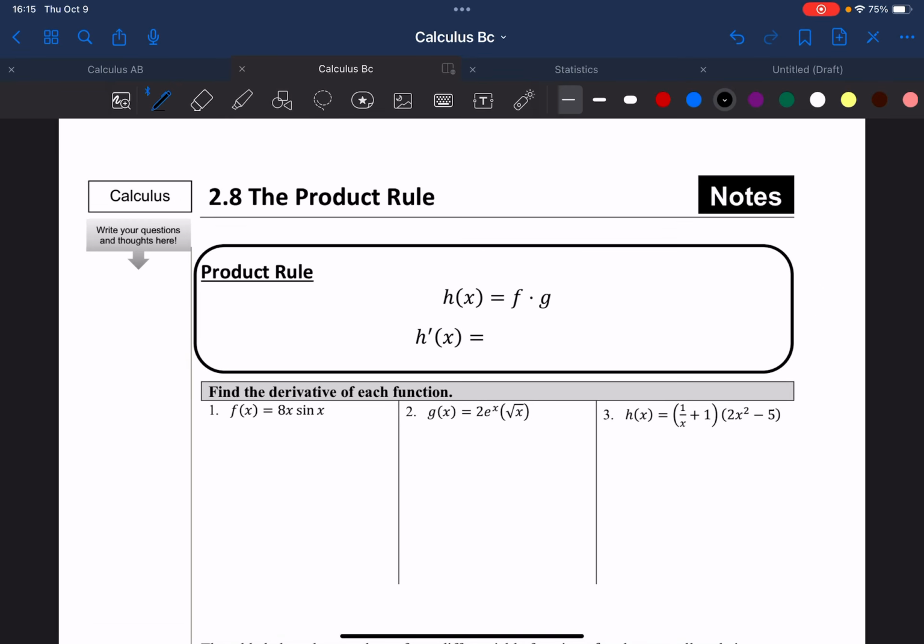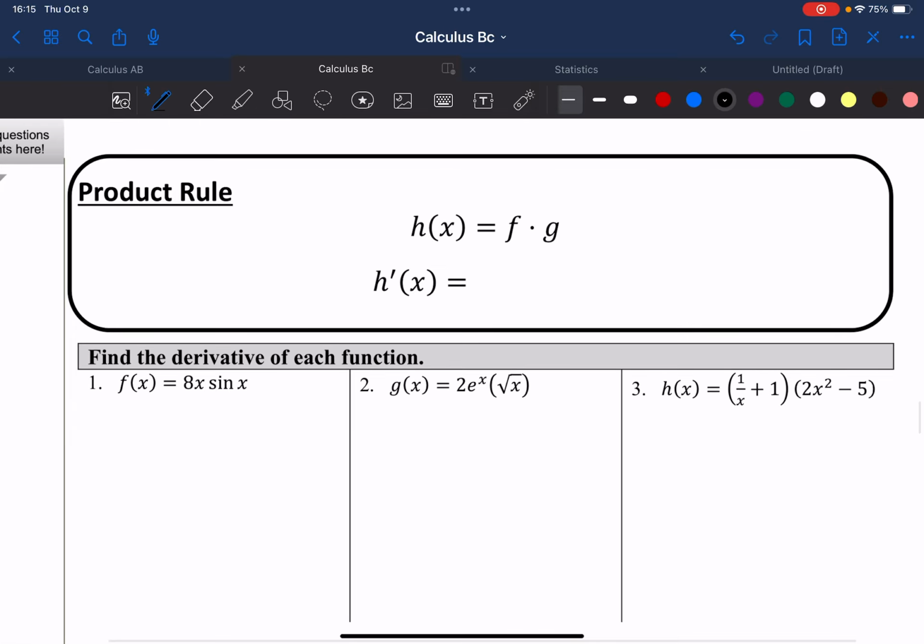Okay, this is notes 2.8, the product rule. So the product rule says that if we are multiplying two functions, in order to find the derivative, we would take the derivative of the first function times the second function plus the first function times the derivative of the second function. Or in other words, f prime g plus fg prime.